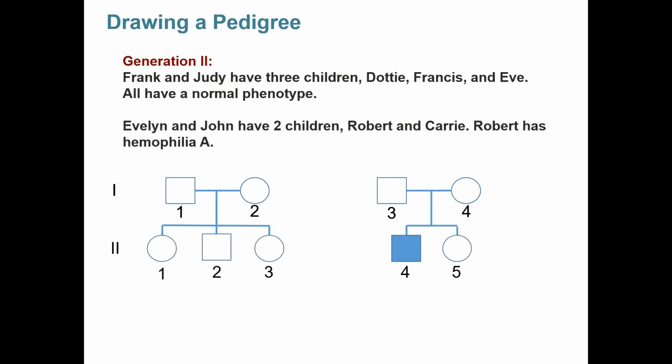In generation 2, we're told that Frank and Judy have 3 children, Dottie, Francis, and Eve, and all of them are normal. Evelyn and John have 2 children, Robert and Carrie, and Robert has hemophilia A. So we need to add 3 children for the first couple and 2 children for the second. In this case, one of the children will be filled in. That's Robert. He has hemophilia A.